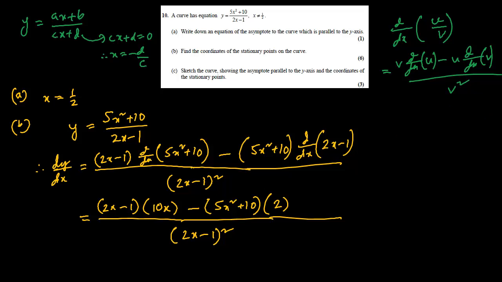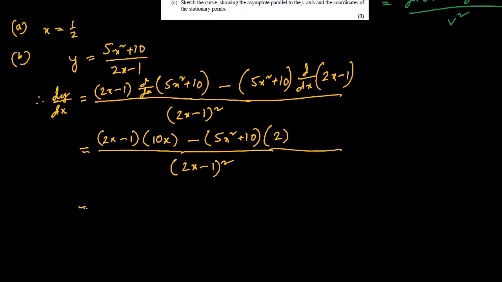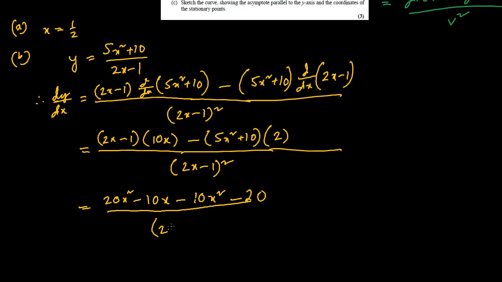So let's simplify this a little bit. We can write 2x into 10x is 20x squared, minus 1 into 10x is 10x, minus 5 2s are 10, 10x squared minus 20, divided by twice x minus 1 whole squared. This turns out to be 20x squared minus 10x squared is 10x squared, minus 10x, minus 20, divided by twice x minus 1 whole squared.